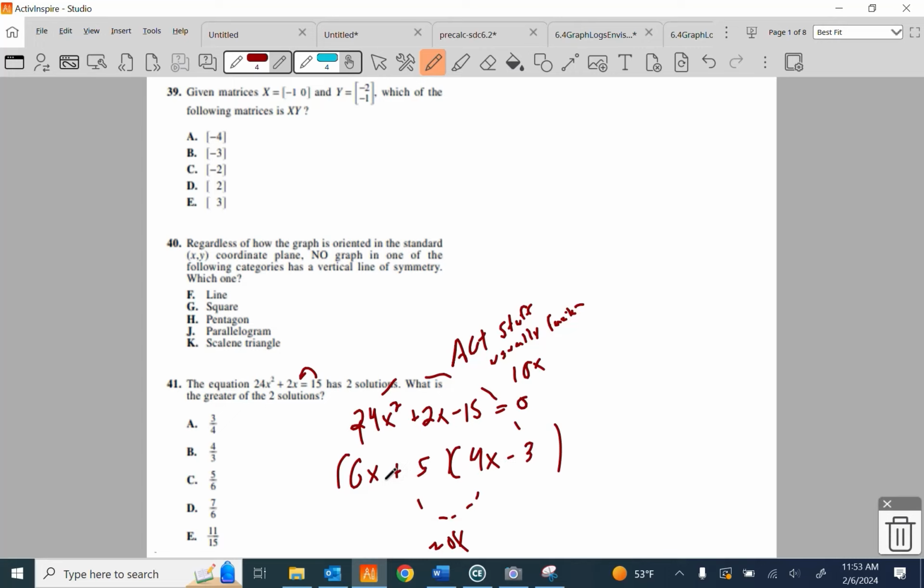All right, what are my two solutions? I use that ZPP, the zero product property. 6x plus 5 is nothing, or 4x minus 3 is nothing. I do the slide and divide technique. x is negative 5/6, or x is 3/4.